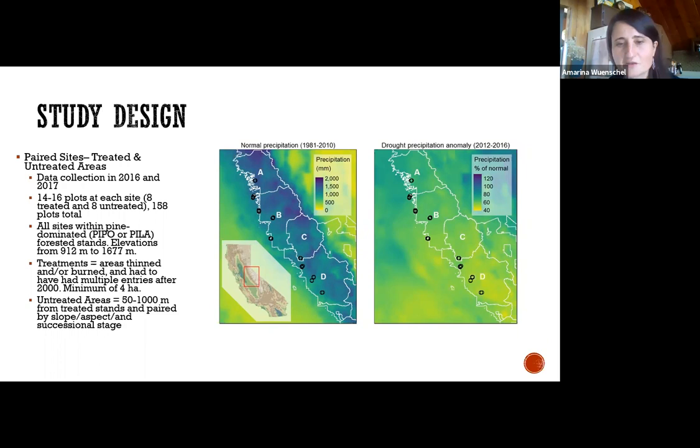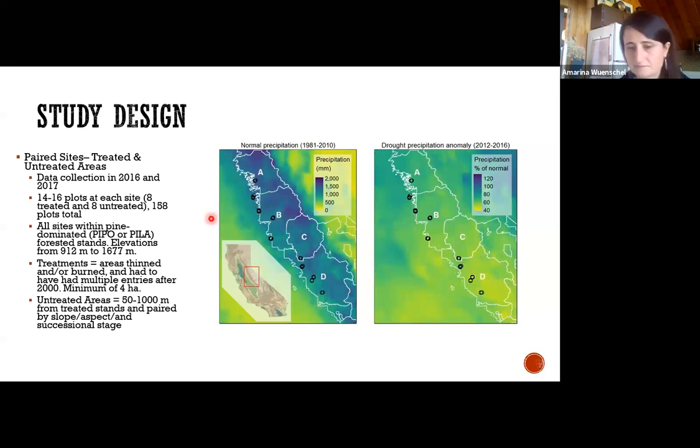Oh, and I should say also that our study area ranged from the El Dorado to the Sierra National Forest. And it was sort of across this north to south gradient. And it's hard to tell on this map, but there was more precipitation in the north than in the south in general.